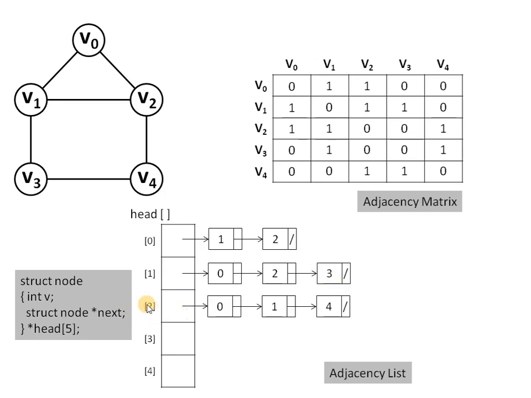Then vertex 2, it is connected to 0, 1 and 4. So we have 0, 1 and 4. Then vertex 3, it is connected to 1 and 4. So here we have only 2 nodes, one for vertex 1 and another for vertex 4. And lastly, vertex 4, it is connected to 2 vertices, 2 and 3. So we have 2 nodes, 2 and 3, and that's it. With this we have completed the adjacency list construction for the given graph. And we have to repeat this process for each and every graph.